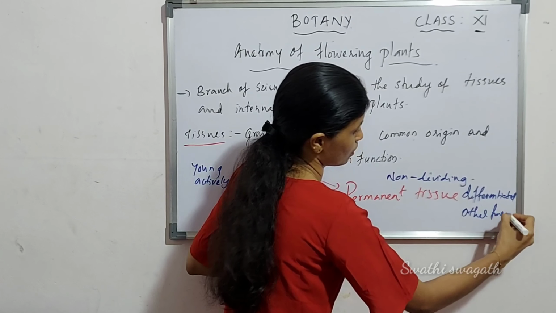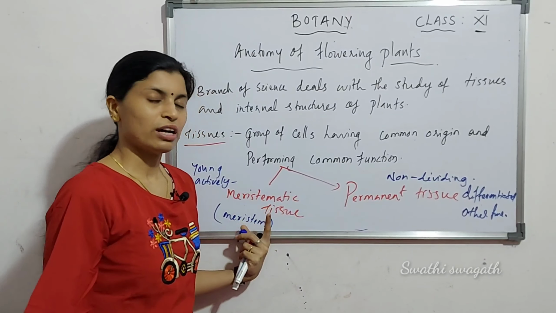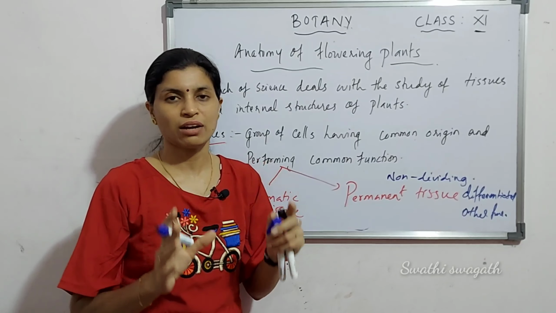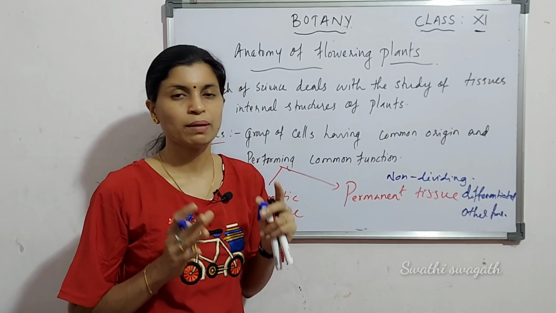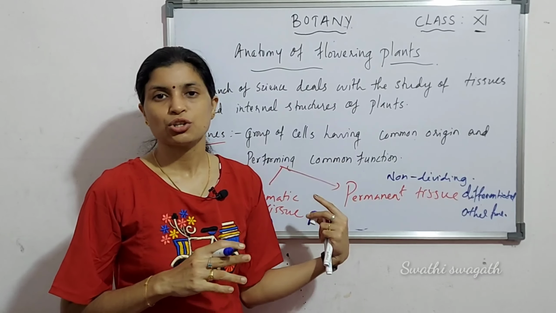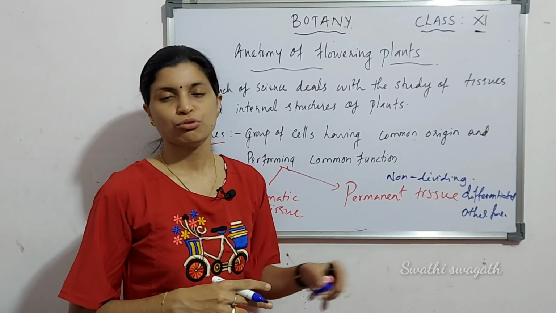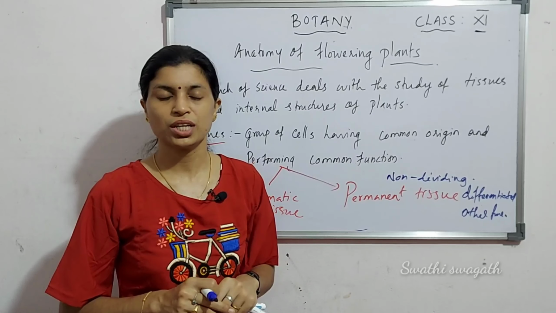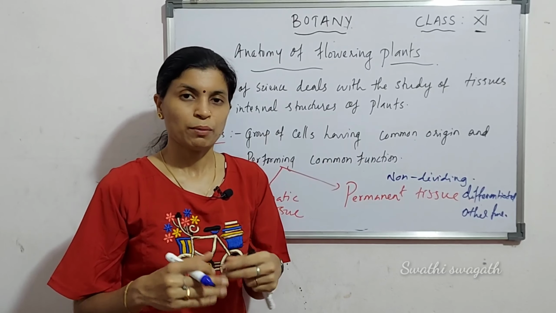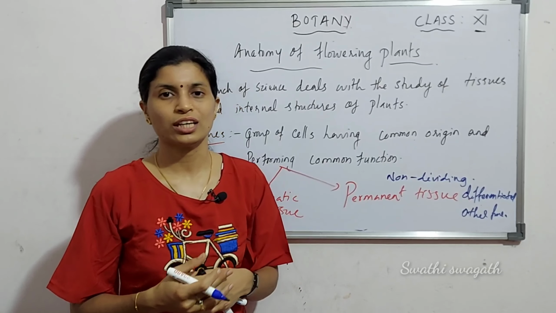The function of meristematic tissue is mainly to help in the growth and development of a plant, because they have the capacity of division. But permanent tissues have no capacity for division and are differentiated to perform various other functions. They perform functions other than growth and development.